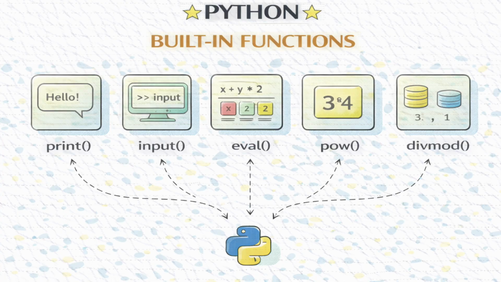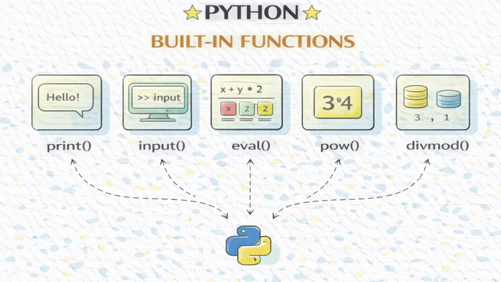And then run eval on the result. Yeah. It's the designed shortcut for certain high-speed computational problems. That really shows the intent, doesn't it? The language designers put these tools in for maximum efficiency, even if they come with a big warning label.